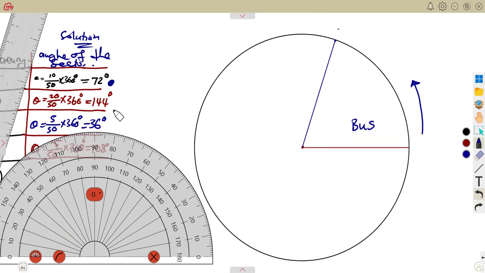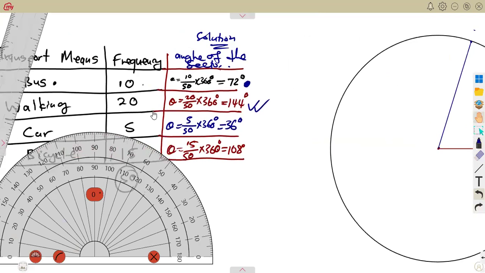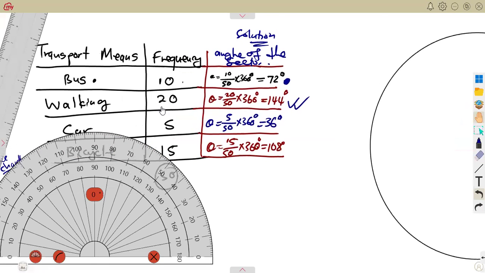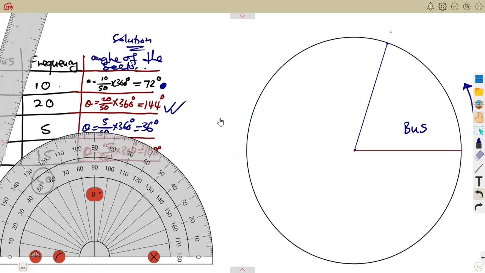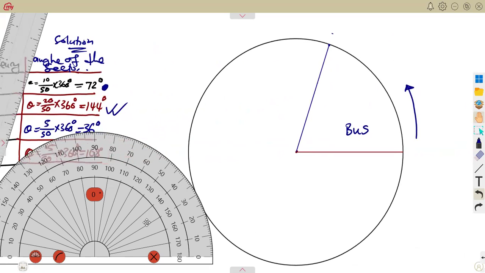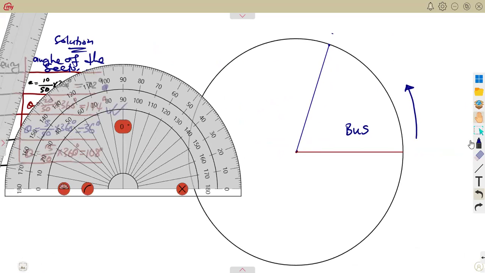All right, let's move to another one. 144, representing what? 144 is representing by walking. Those are the ones that are many. So let's measure that one. Again, our radius has now moved. It's no longer this one. Remember, we used this as our radius. No, our radius is now this one. We are now using this as our radius.